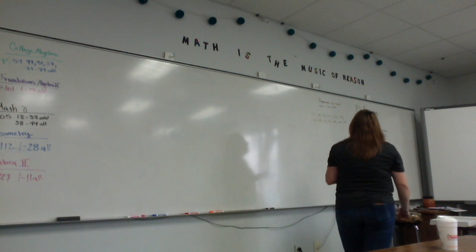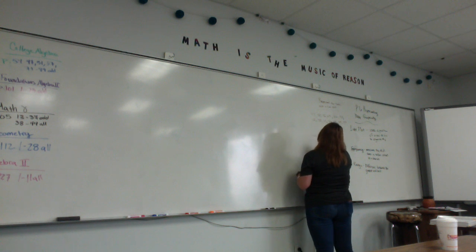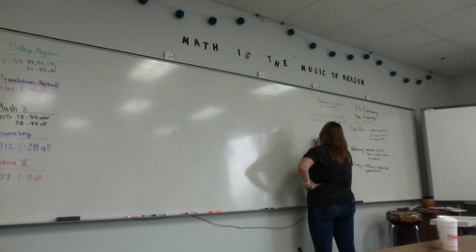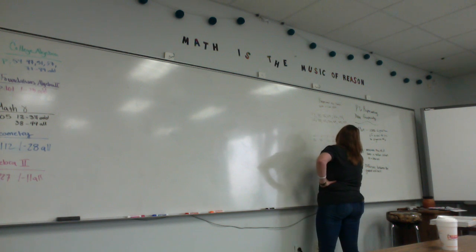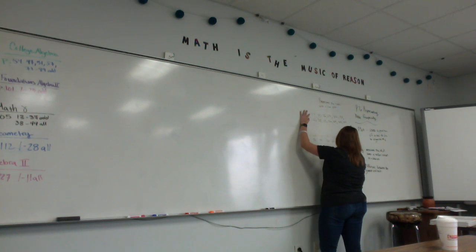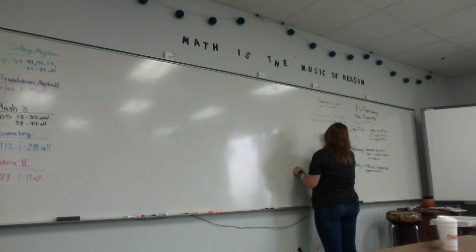In order to put this on a line plot, you're simply going to draw a line, label it. What's my lowest number? 70. My highest number is 93. So I'm going to go 70, 75, 80, 85, 90, 95. So, at 93, I would put an X. 93 is probably right here. At 70, I'd put an X. At 76, I'm going to put an X.